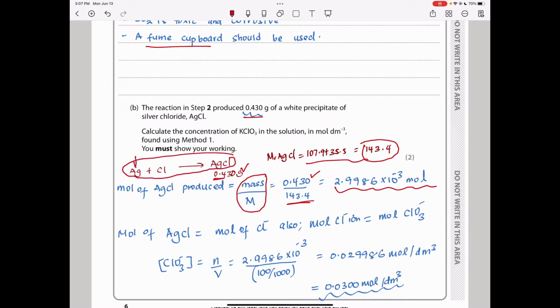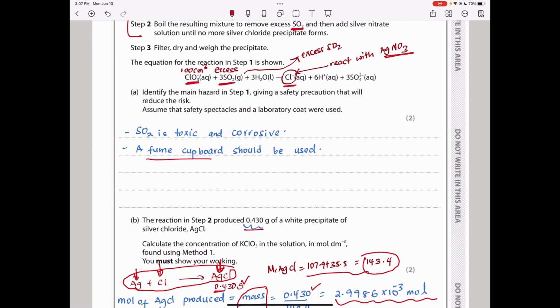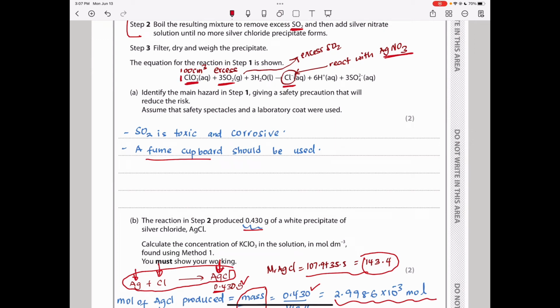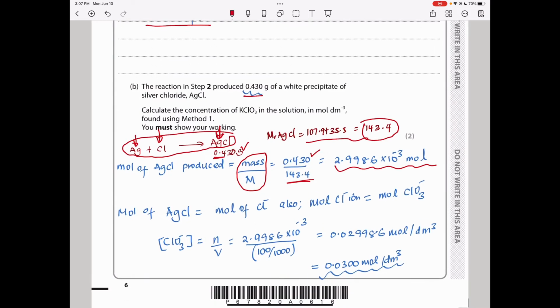1 mole of silver produces 1 mole of silver chloride, and therefore 1 mole of chloride produces 1 mole of silver chloride. So using a 1-to-1 mole ratio, it means the moles are similar. And since, again, let me go back up here, you see there is going to be 1 mole of chloride producing 1 mole of silver chloride, so it means the number of moles of chloride are also going to be the same. So moles of chloride are equal to moles of silver chloride.